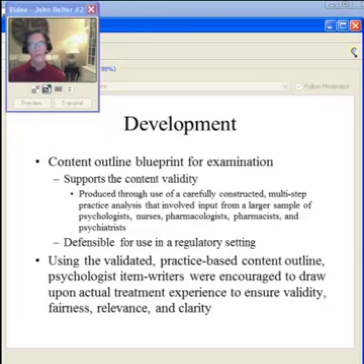So the test here is using the validated practice-based content outline. Psychologist item writers were encouraged to draw upon actual treatment experience to ensure validity, fairness, relevancy, and clarity.